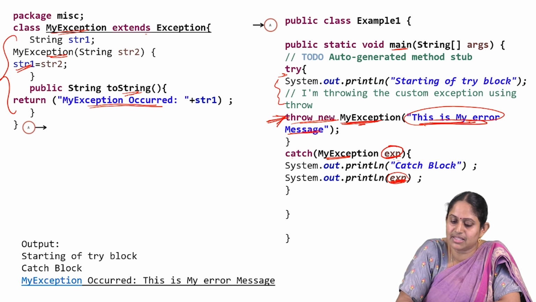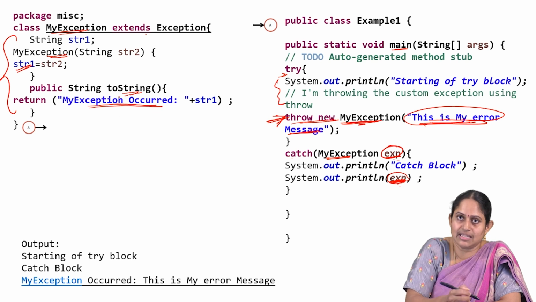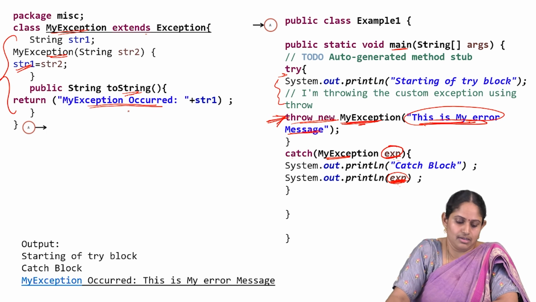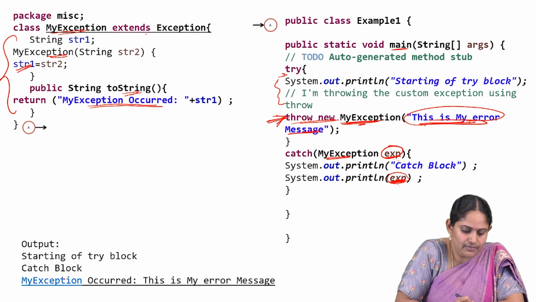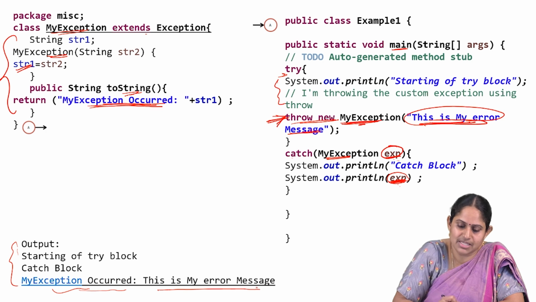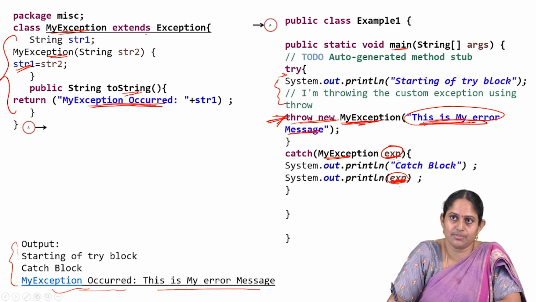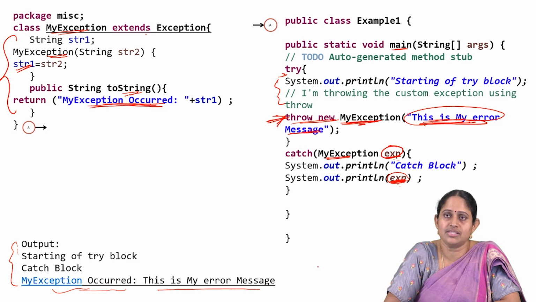So when you try to display this exception object, the toString method will be invoked, and that statement will appear as the output. That is why we get this whole statement: MyException occurred, which was obtained from here, and this is my error message which was created at the time of exception object creation. So this is how we create our own exceptions.